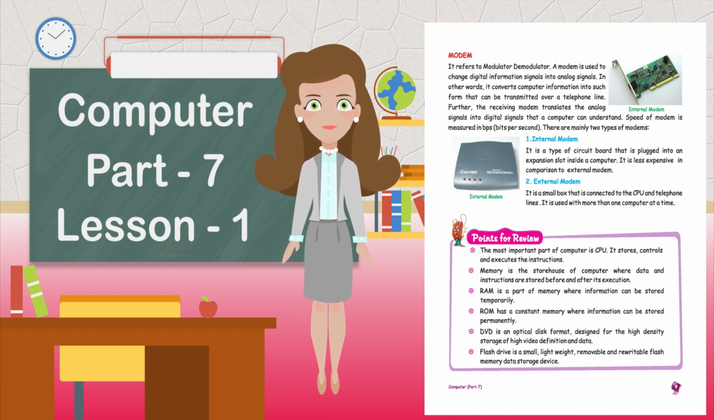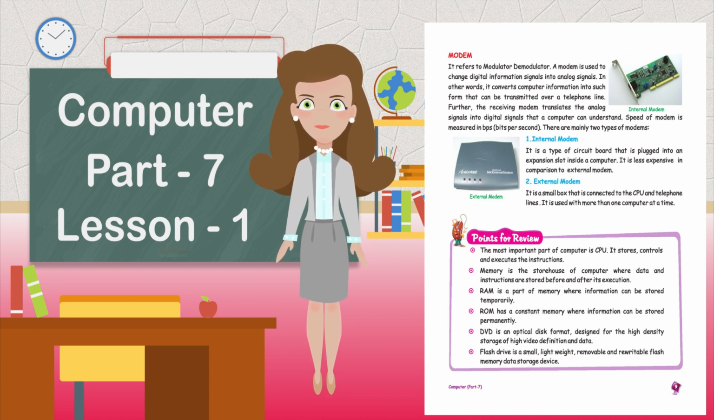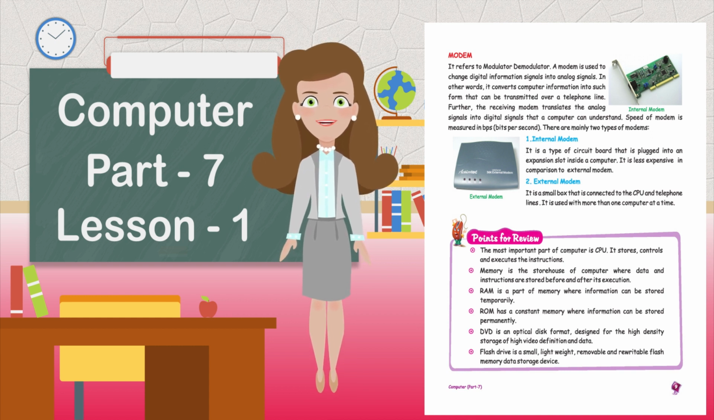There are mainly two types of modems. Number one, internal modem. It is a type of circuit board that is plugged into an expansion slot inside a computer. It is less expensive in comparison to an external modem. Number two, external modem. It is a small box that is connected to the CPU and telephone lines. It is used with more than one computer at a time.